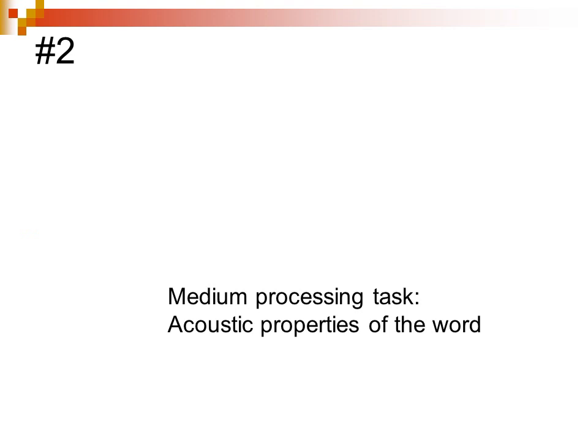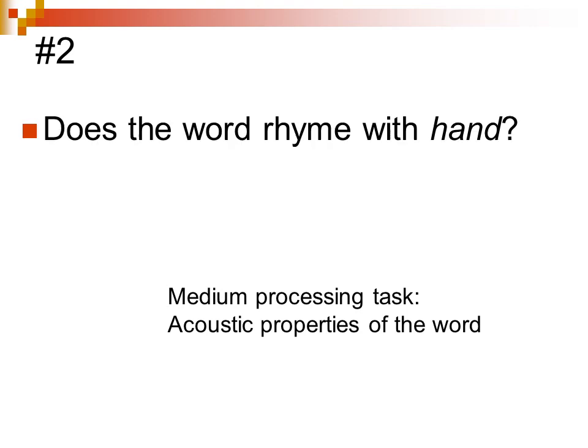In the medium processing task, participants paid attention to the acoustic properties of the word. So they might be shown a sentence like, does the word rhyme with hand? And they would be shown a word all by itself, and they would have to decide whether that word rhymed with the last word in the sentence. So that's the medium processing task.